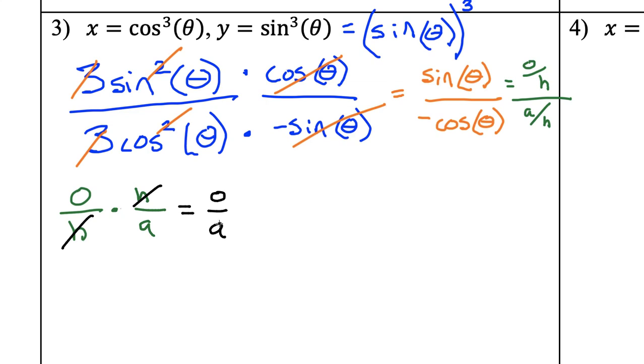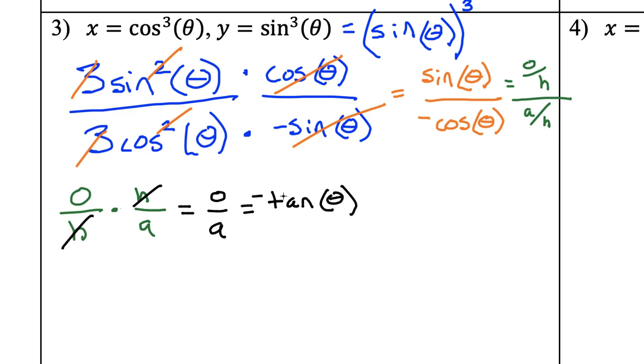And what fraction is that? It's O over A, it's TOA, so tangent. So that's equal to tangent of theta. And I guess I forgot about the negative too. So negative tangent of theta. And that's as far as I can get.